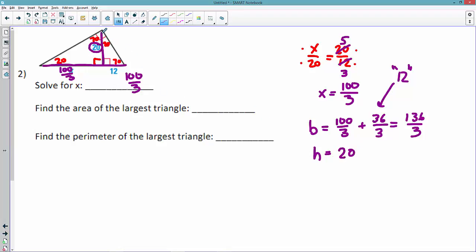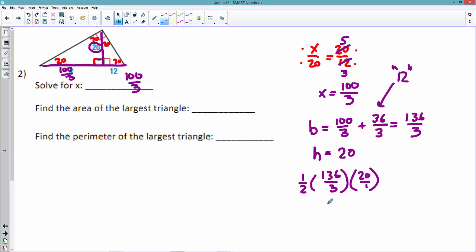Remember that the height is perpendicular to the base, so it's perpendicular to this opposite side. So in a triangle, the altitude that's perpendicular to this base is the height. The length of that is the height. And of course, the base is this big number. So finally, the area of a triangle is 1/2 the base times the height, which I'm going to make a fraction because I'm dealing with fractions here.